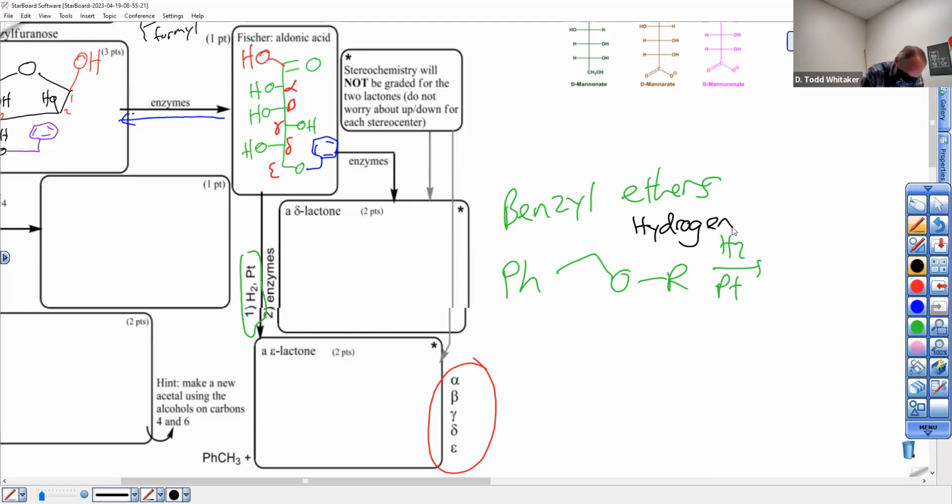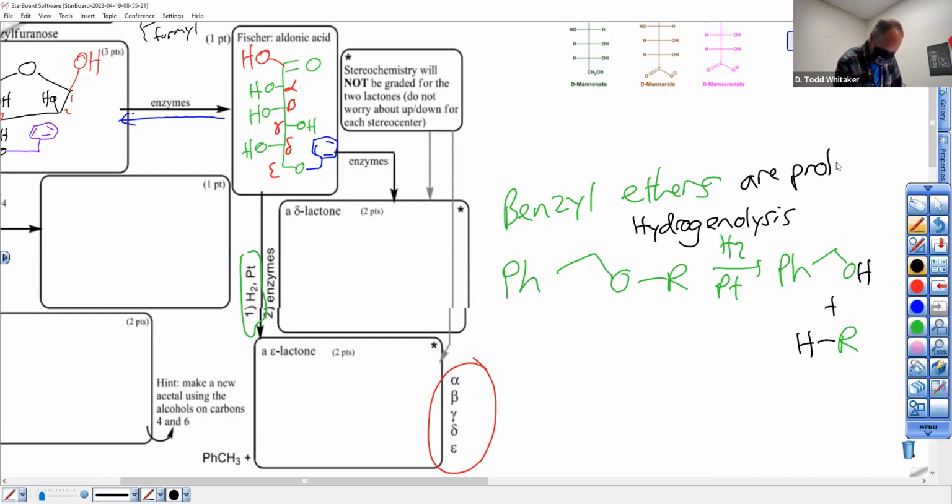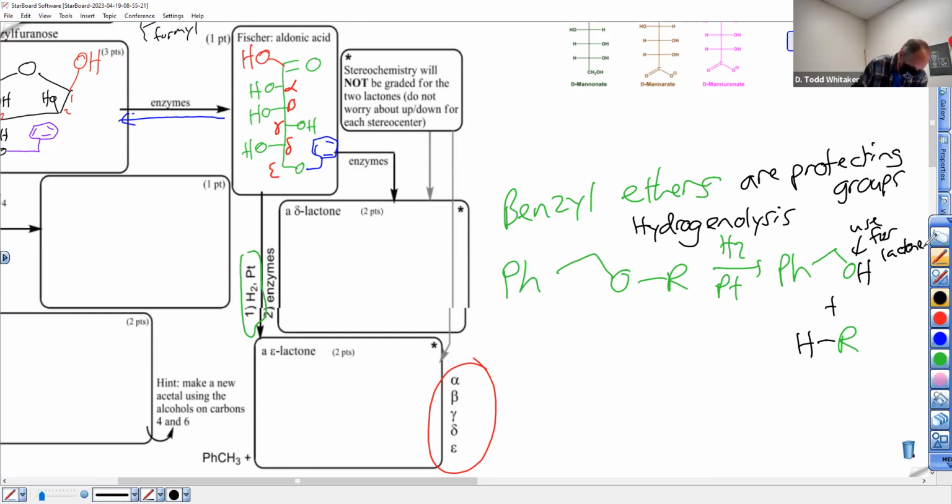You've heard of hydrolysis? That's water cutting. What's doing the cutting here? Not water. Hydrogen, not hydro. Hydrogen. There. It's an unprotected ether, alcohol now. So benzyl ethers are protecting groups. Protecting groups. And now we're going to use it for lactone. Lactone.